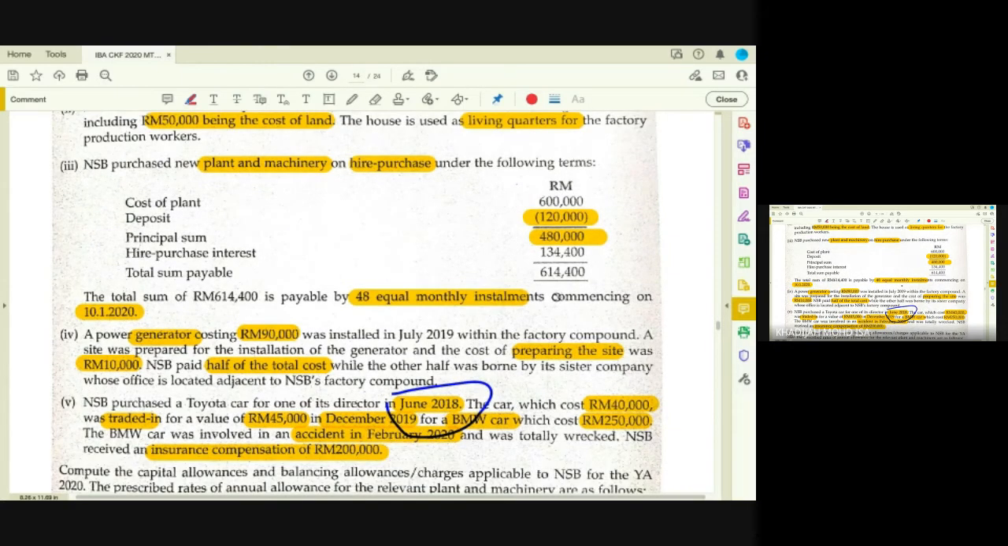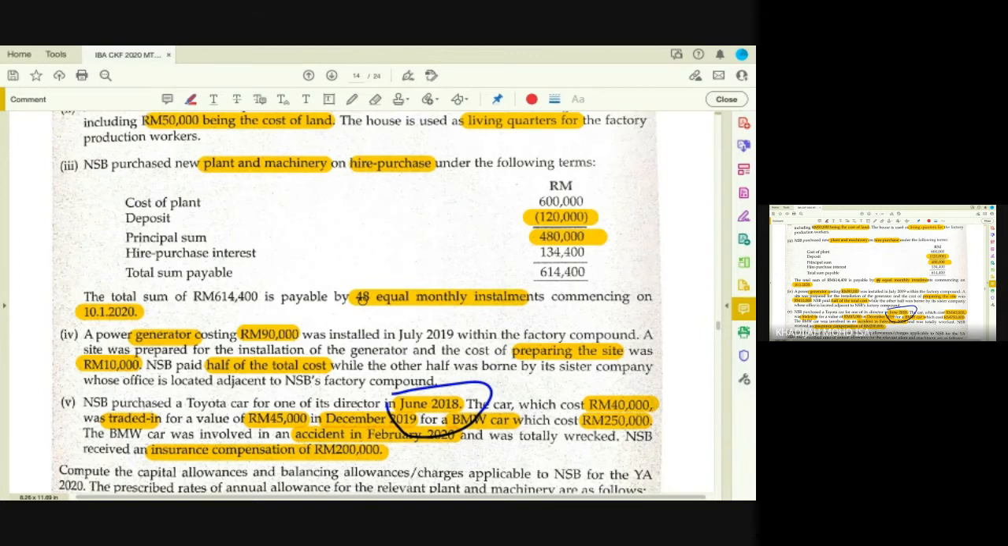And that amount is paid over 48 equal monthly installments commencing on 1st January 2020. So when you do your hire purchase, I'm only interested in the cost minus deposit. This is your balance. Whatever balance you have, you immediately divide by 48 equal monthly installments. 480,000 divided by 48, you get 10,000 per month. So that is your installment payment of 10,000 per month.